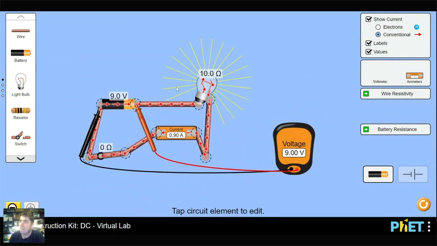So I'm going to turn this on. Checking the values box tells us all the values here. So this is 9 volts for the battery, 0.9 amps for the current, and this light bulb is 10 ohms. All right, now let's see how mathematically creative we are late on a Wednesday night here. I should be able to calculate some sort of relationship between voltage, current, and resistance. Anybody find a pattern in how I can get voltage, current, and resistance mathematically to make sense, to click together here?